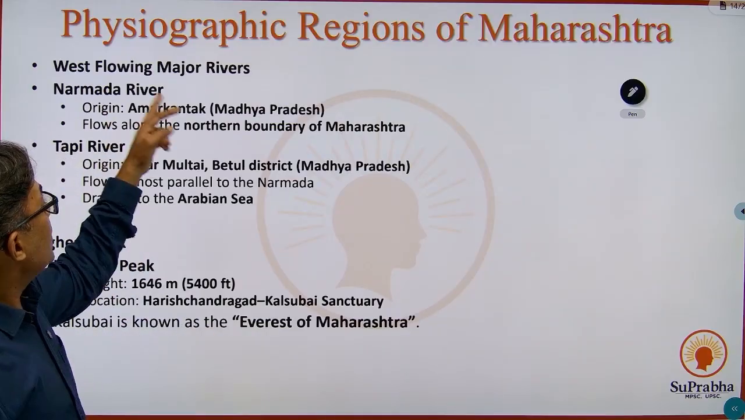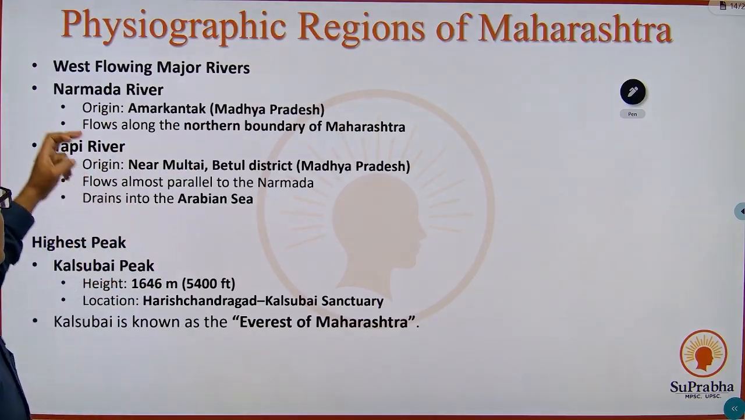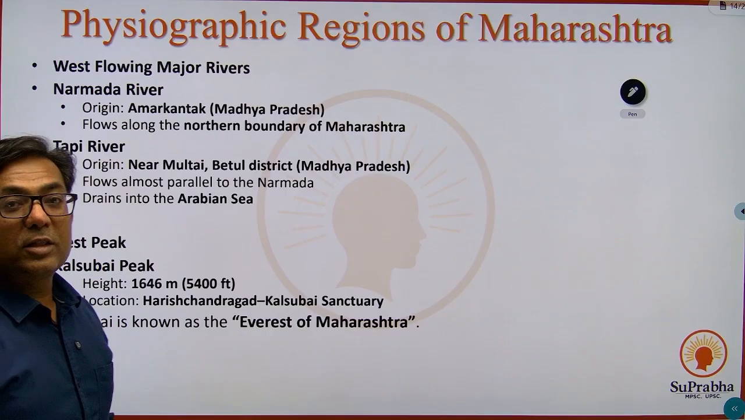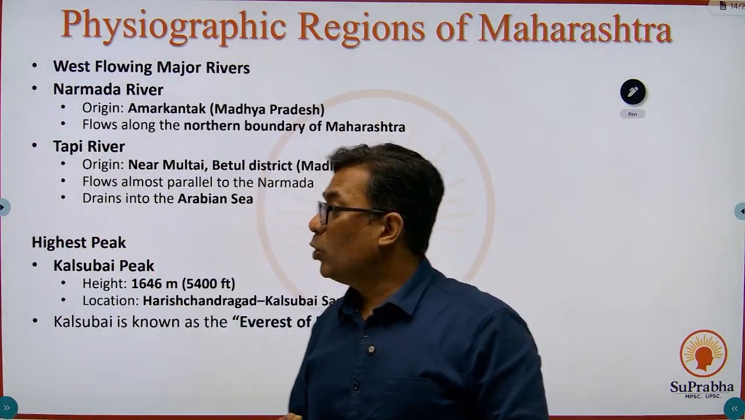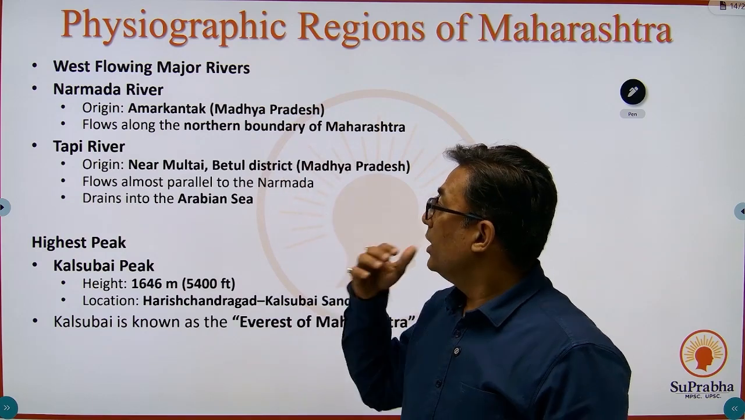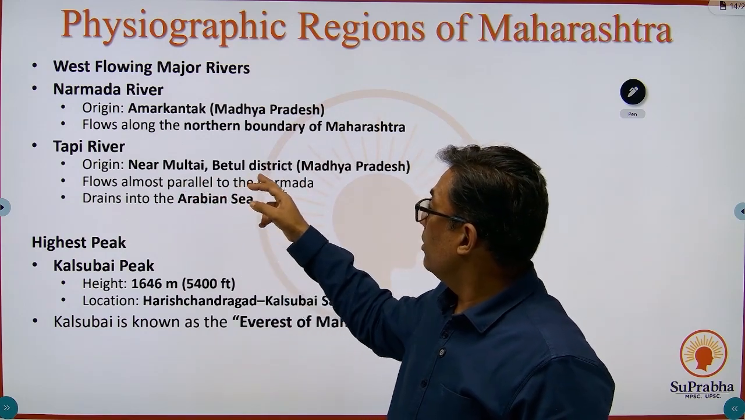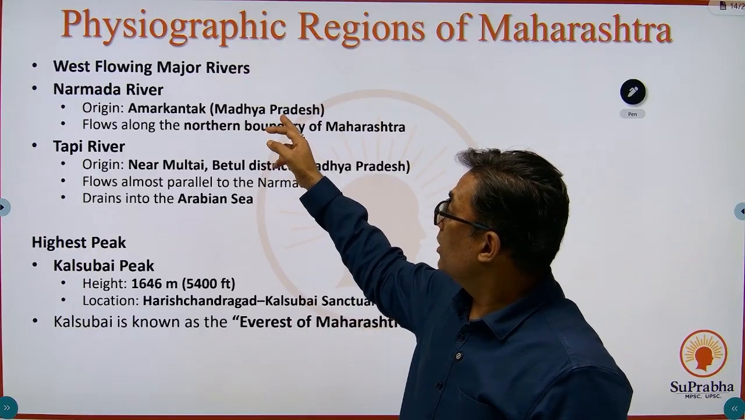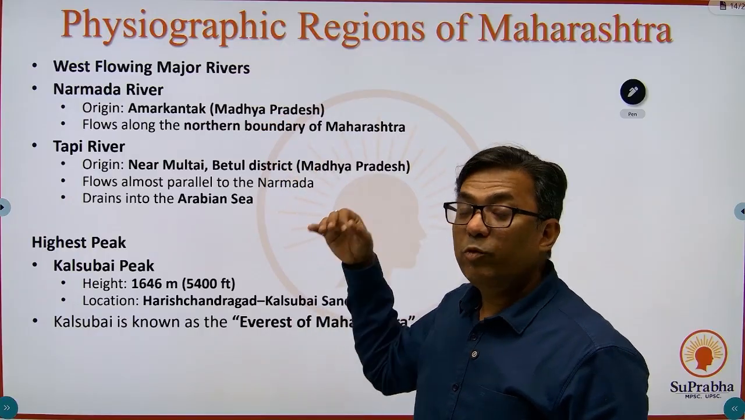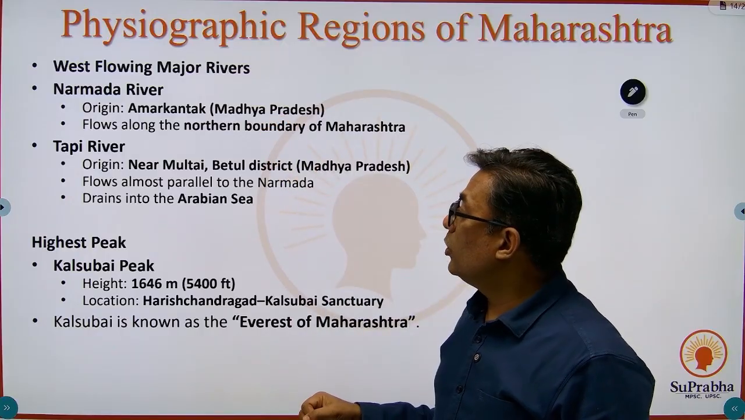Now, the west flowing rivers of Maharashtra: you have the Narmada and Tapi. Mostly they flow along the northern part of Maharashtra. The Tapi river originates near Multai, Betul district of Madhya Pradesh, and the Narmada originates in the Amarkantak region of Madhya Pradesh, but they flow along the northern boundary of Maharashtra.